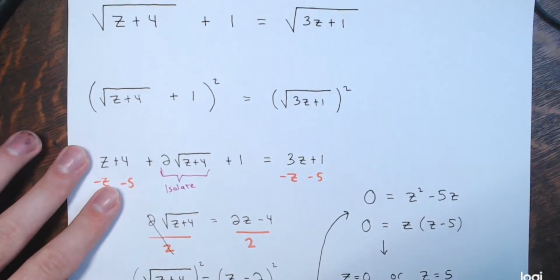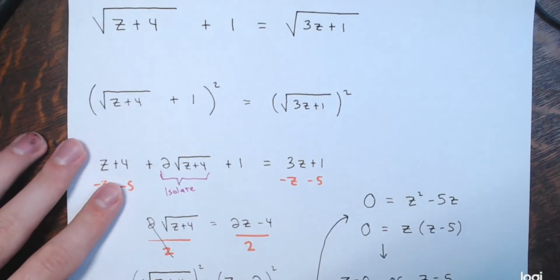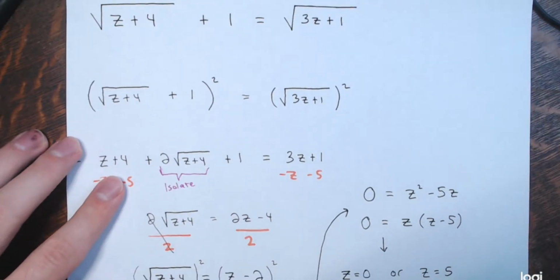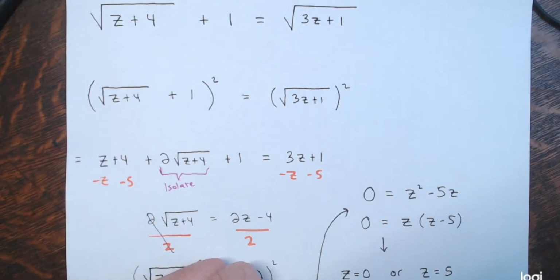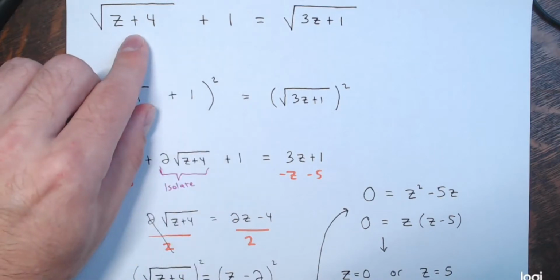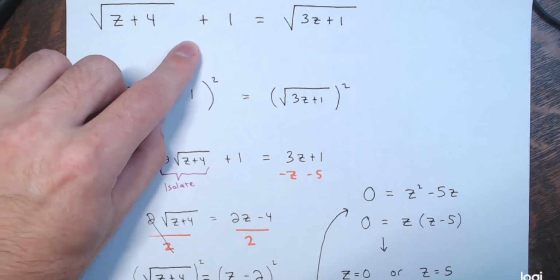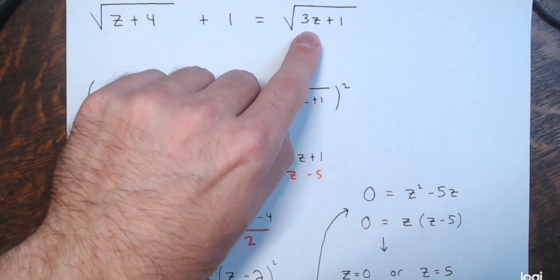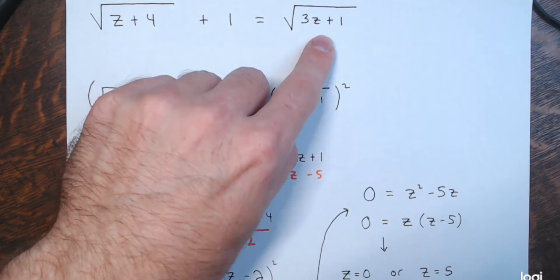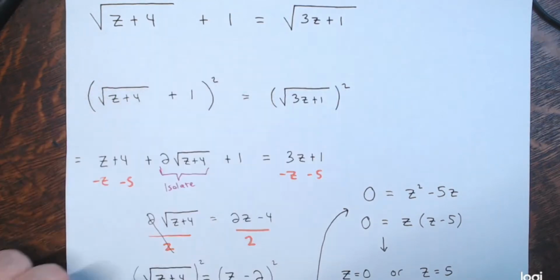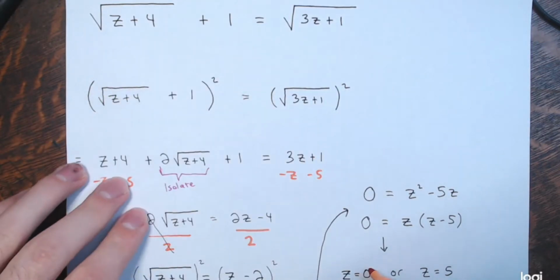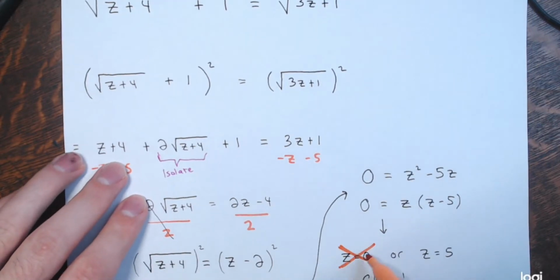So I'm pulling this down here. Now there's the original equation right up top. Now I'll do this out loud. If z were 0, you'd have the square root of 4, which is 2, plus 1. You'd have 3 on the left, and 3 times 0 plus 1 is 1. The square root of 1 is 1. You'd have 3 on the left, 1 on the right. 3 equals 1 is false. So z equals 0, I'm crossing out, putting a big X through. This is an extraneous solution, doesn't work.